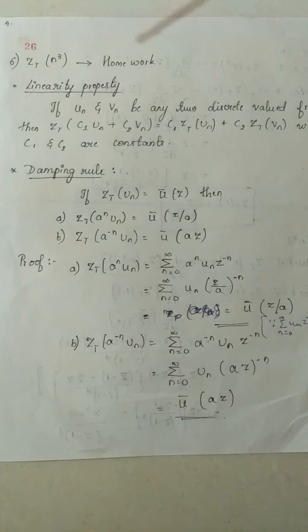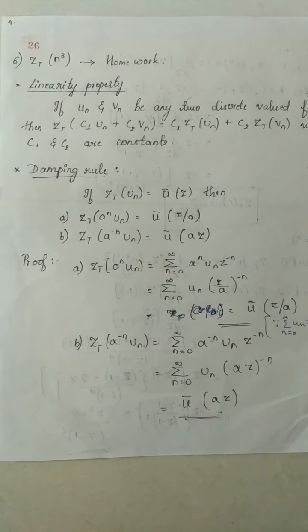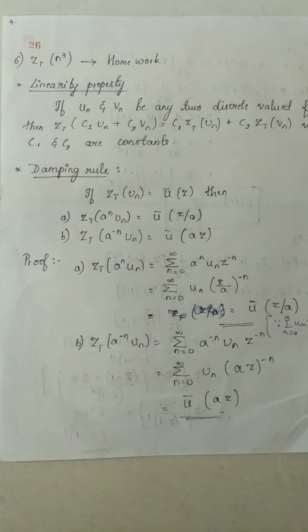Now, let us see the property of z transform, that is the linearity property. If un and vn are any two discrete valued functions, then z transform of c1 un plus c2 vn is nothing but c1 z transform of un plus c2 z transform of vn, where c1 and c2 are constants.